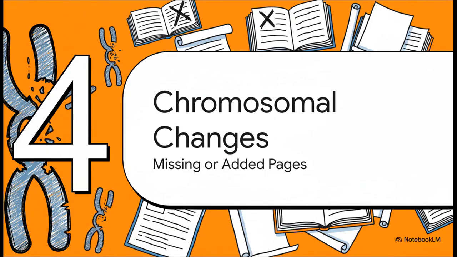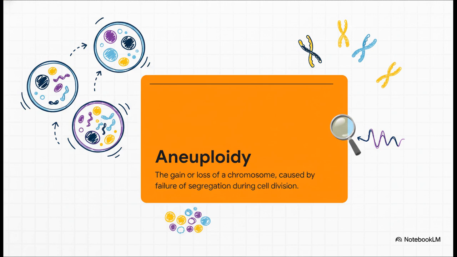All right, let's scale up. We're moving on from single-letter typos to huge copying errors. It's time to talk about chromosomal scale changes. What happens when entire pages of that genetic blueprint are either missing or added? So, the mechanism behind a lot of these big changes is something called aneuploidy. It sounds complicated, but it just means the gain or loss of one or more chromosomes. Usually it happens when something goes a little haywire during cell division and the chromosomes don't separate properly. The result? Cells end up with the wrong number of chromosomes.